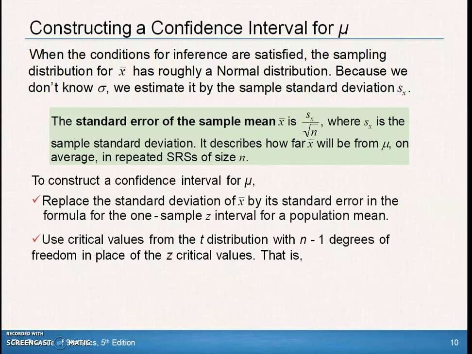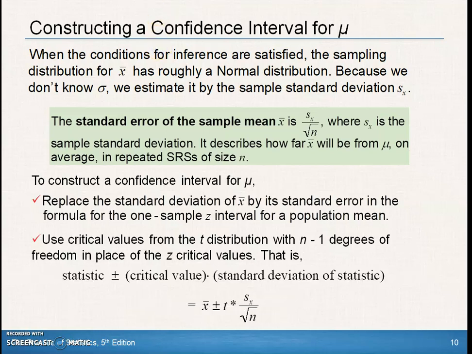To construct a confidence interval, same thing we did before. Replace the standard deviation of x bar by the standard error. Use s sub x instead of sigma, divided by the square root of n for the central limit theorem. The t distribution, t stars, n minus 1 degrees of freedom in place of the z critical values. So, statistic plus or minus critical value times the standard deviation of the statistic. The statistic is x bar plus or minus the critical value, use the t star, that's from table B, times the margin of error, the standard error, s sub x over the square root of n.